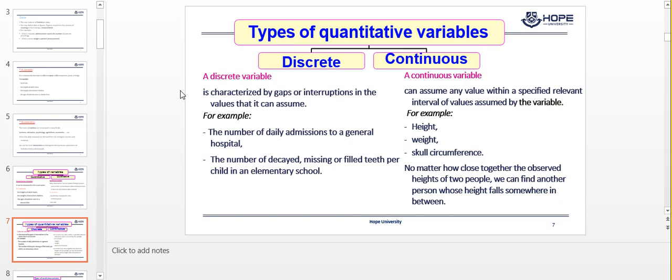A continuous variable can assume any value within a specified relevant interval of values assumed by the variable. For example, height. Height mostly comes with a decimal point. For example, my height is 1.8. Here, we are not using whole numbers only. We use continuous numbers having decimals, like weight, like scale measurements. No matter how close together we observe the heights of two people, we can find another person whose height falls somewhere in between. So a continuous variable could be a decimal.